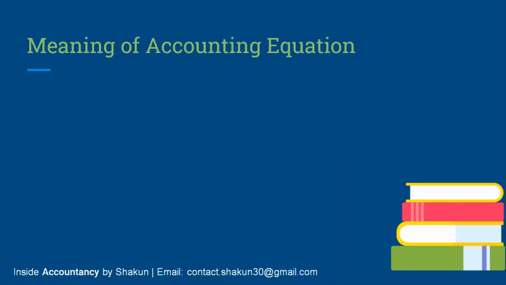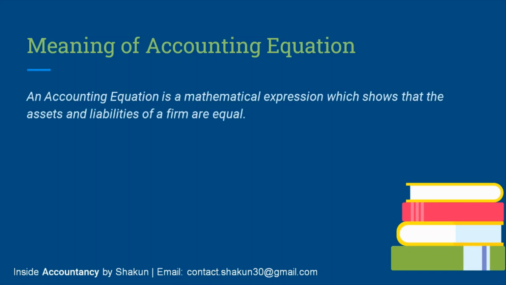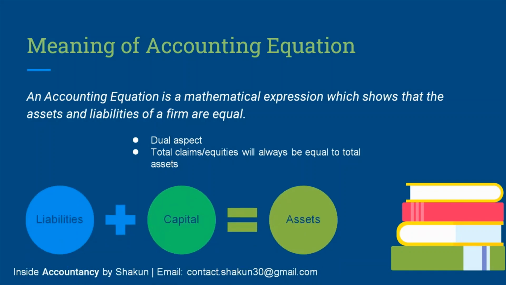First, let's talk about the meaning of accounting equation. An accounting equation is a mathematical expression which shows that the assets and the liabilities are always equal. It is based on dual aspect, that every debit has a corresponding credit and all the claims and equities, claims towards the owner or claims towards the outside parties, are always equal to the total assets. This is the basic accounting equation, that the assets are always equal to the total of liabilities and capital.